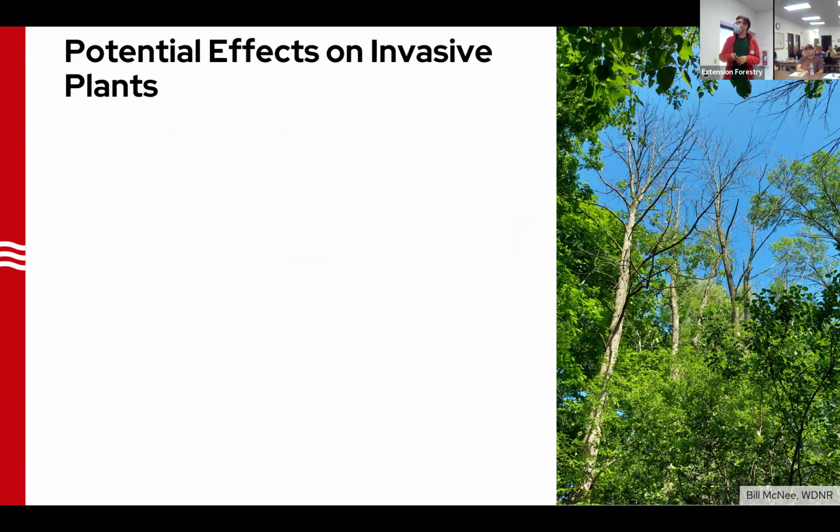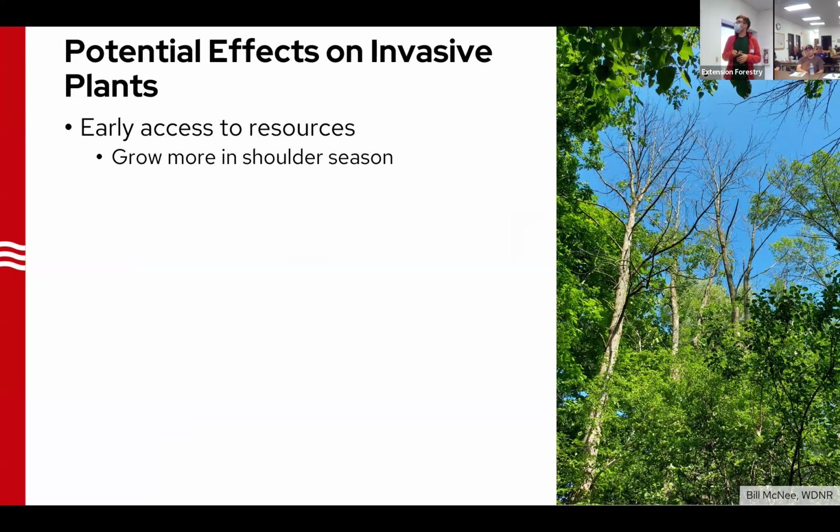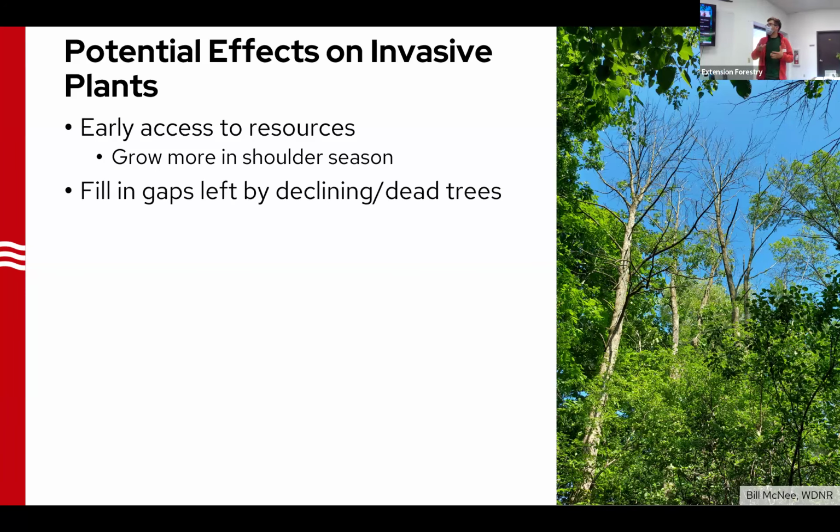So, reviewing potential effects on invasive plants. This is just to say these are potentially things that we could see happening. We could have earlier access to resources, like earlier access to light, to soil nutrients, to water, which could allow these invasive plants to outcompete those native plants. We may also see an uptick in canopy gaps, as a storm event might knock out some trees. If there are invasive species present on the property, that could cause an increase in those invasive species.